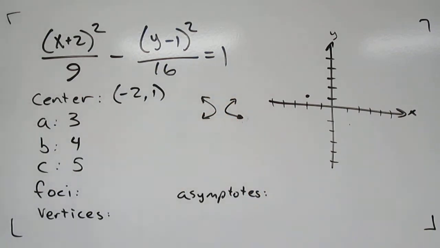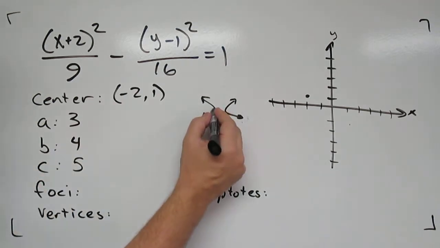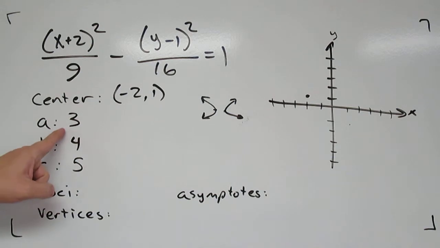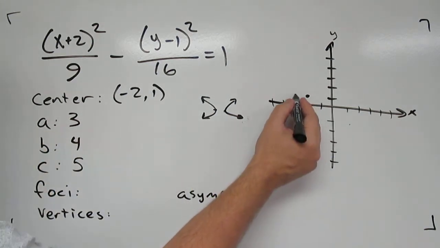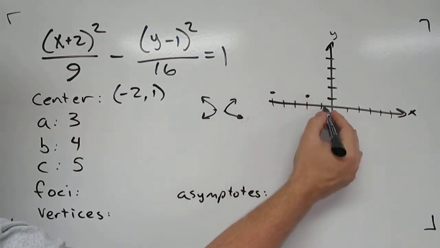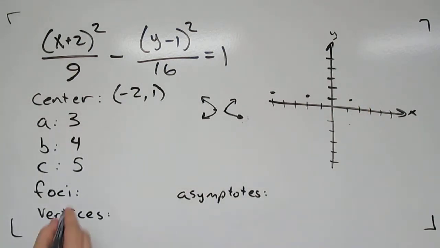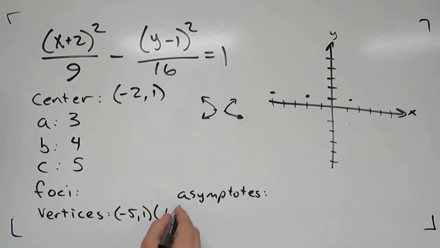Okay? Now to get that first point, so these are what the vertices are, I need to go a units from the center. Well, if a is 3, I'm going to go over 3, 1, 2, 3, and I'm going to go over 3 in this direction, 1, 2, 3. So I have vertices then at (−5, 1) and at (1, 1). Okay, so I was adding and subtracting a to the x value there.